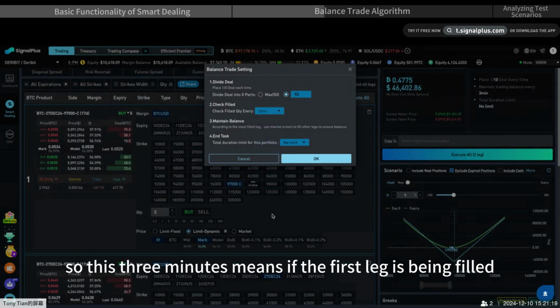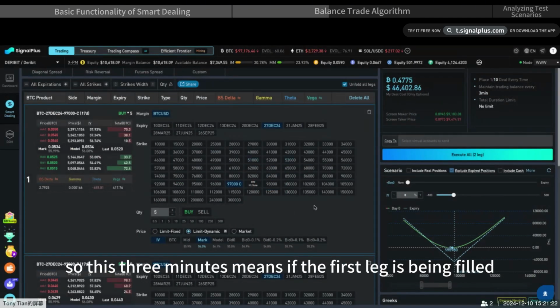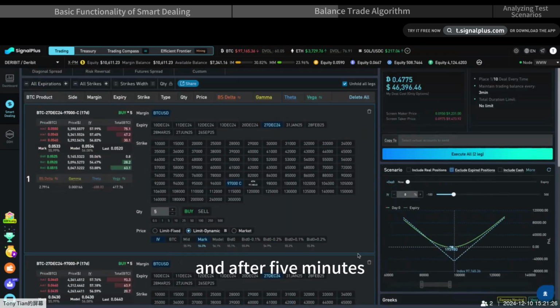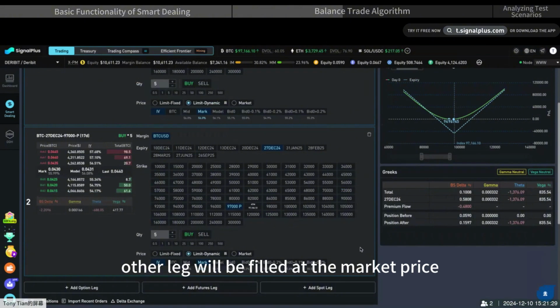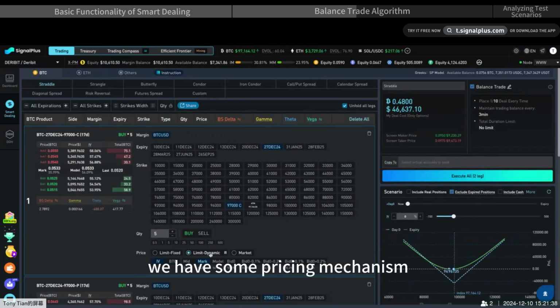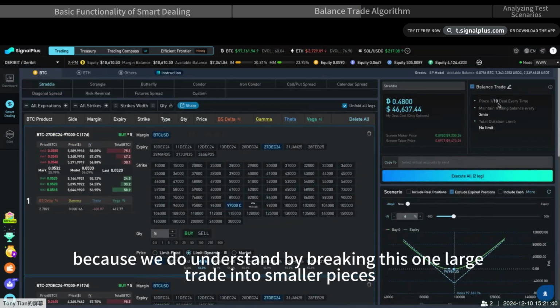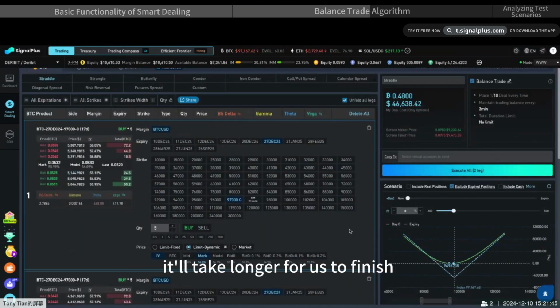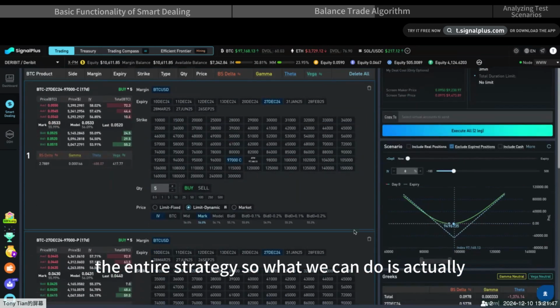In addition, we have some timing mechanism to make sure our trades are in pairs. So this 5 minutes means if the first leg is filled, the other leg will wait for 5 minutes at most. And after 5 minutes, the other leg will be filled at the market price to just make sure both legs are in pair. In addition, we have some pricing mechanism because we do understand that by breaking this one large trade into smaller pieces, it'll take longer for us to finish the entire strategy.